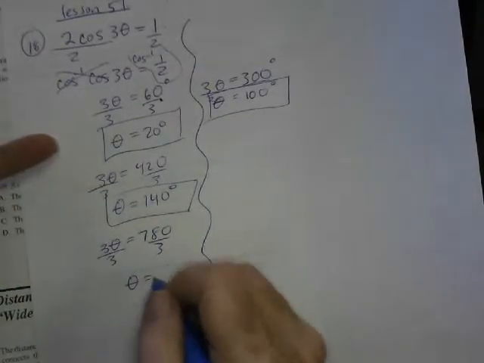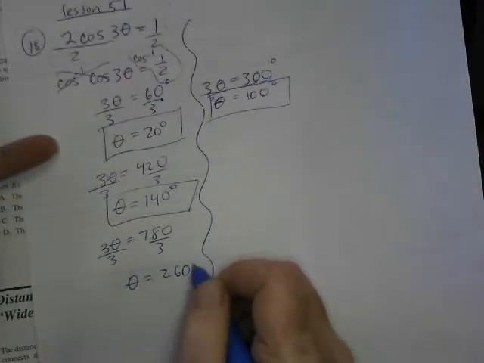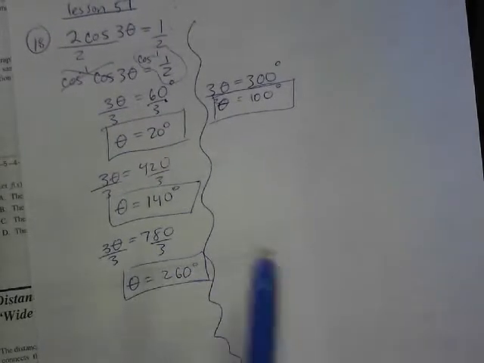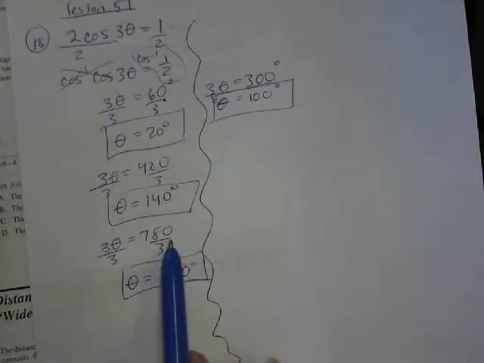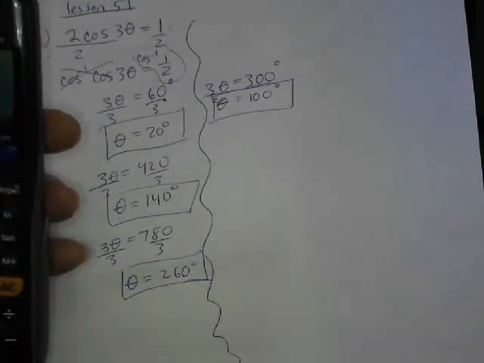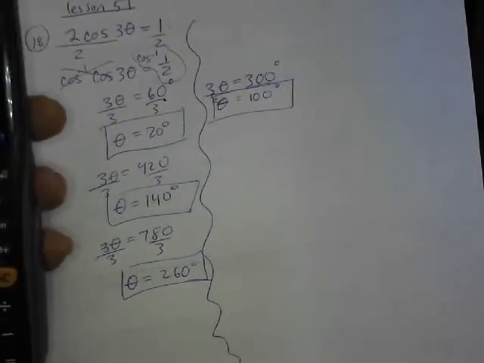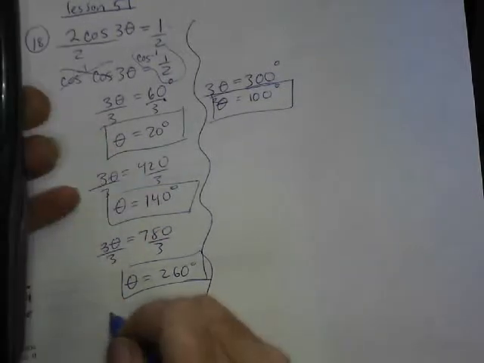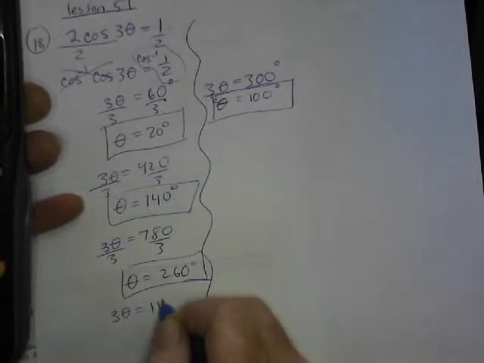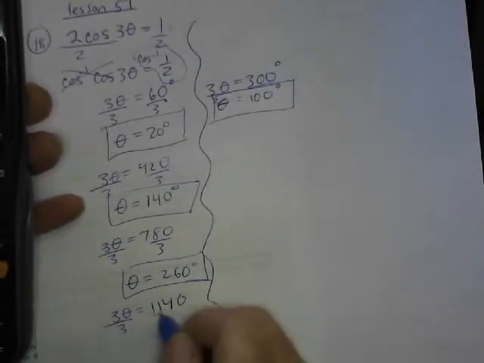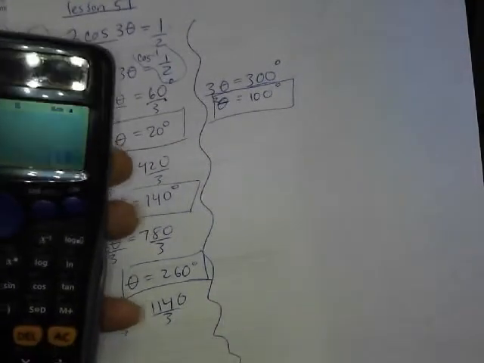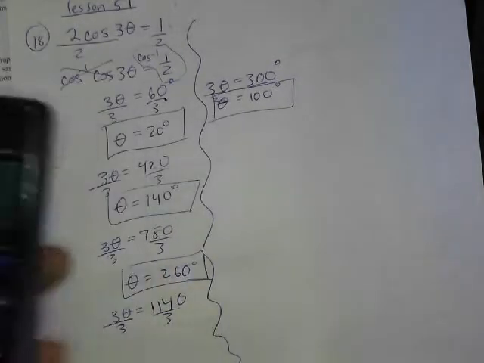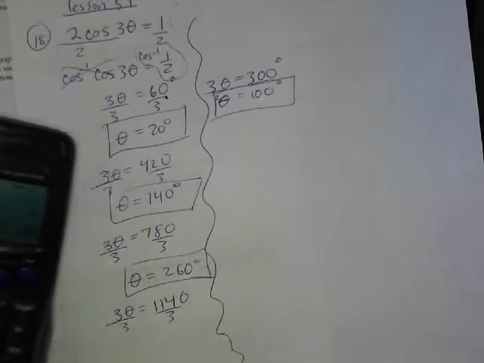Are you guys getting any of these same numbers? Yeah. Okay, so now I see it. I can keep going, I guess I'll try again. 780 plus 360. Well, that gives me 1140. So 3 theta, divide by 3. That gives me 380. Oh, that's too big. So I don't see when I did 1140.